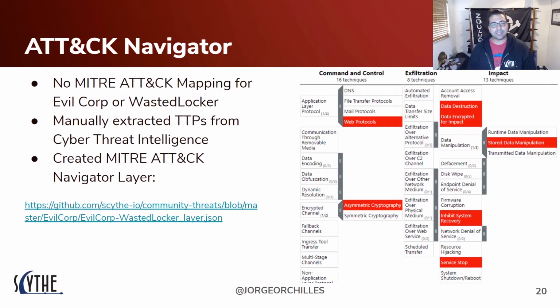Now, none of the cyber threat intelligence I read had MITRE ATT&CK mapping, neither for Evil Corp as a threat actor or group, or WastedLocker as a ransomware. So I had to manually extract these TTPs from the cyber threat intelligence and then create a MITRE ATT&CK Navigator layer. So I've done that, and here you can see a screenshot on the right of the impact portion. This is what the WastedLocker ransomware does. And there you can see that the JSON layer is available for you to take a look. So let's take a look at that one right now.